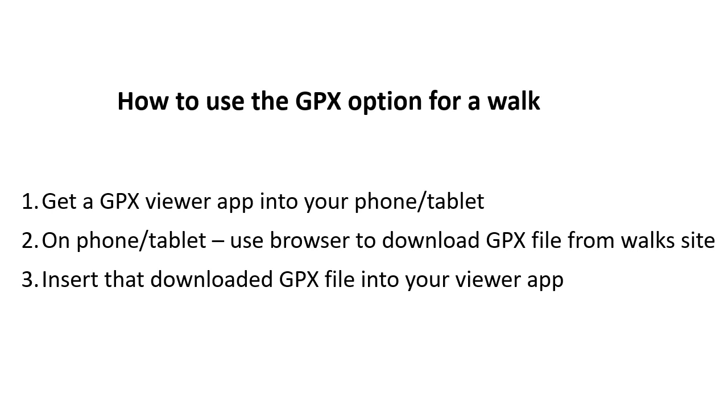So in summary, 3 things to do. Get yourself a GPX viewer, which you can use for any map that perhaps you yourself make, but certainly one that might be downloaded from this site. Get it onto your phone or your tablet, then download the one that you want, a GPX file from the Walk site, and insert that GPX downloaded file into your viewer app, and you're ready to go. Good luck.